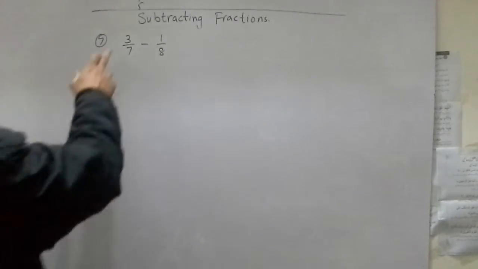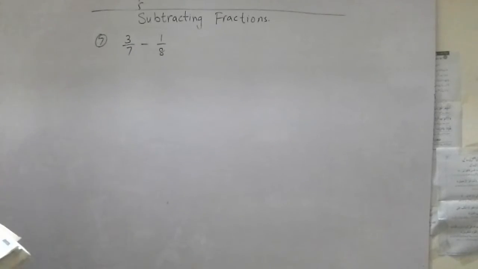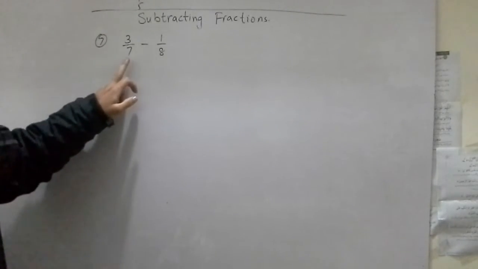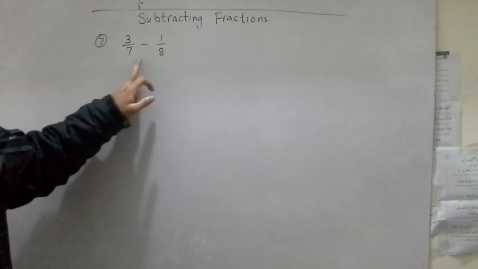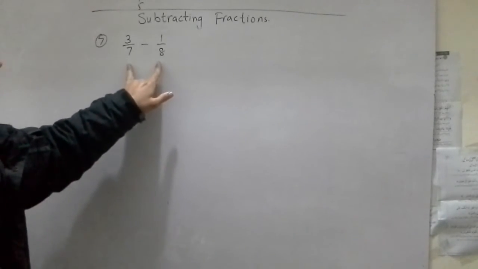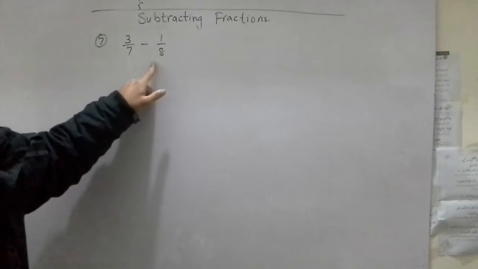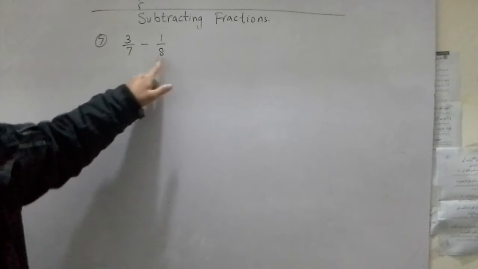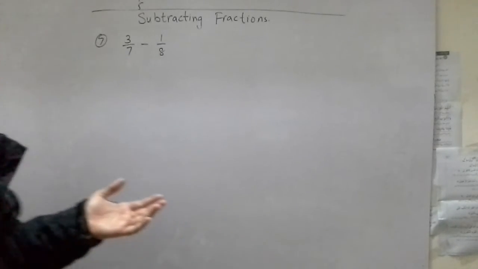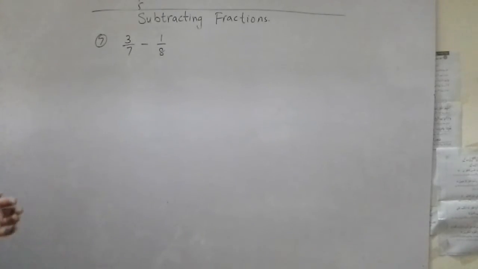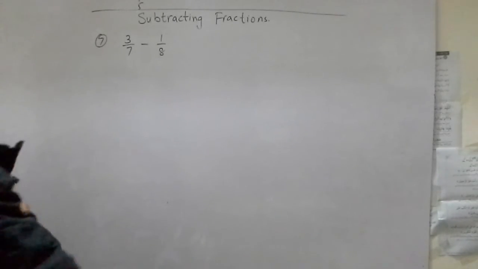Question number 7 is 3 over 7 minus 1 over 8. So the common denominator we can get, the trick here I am going to tell you is 7 times 8, since 7 and 8 cannot be divided with the same number other than 1, so we can simply multiply them. 7 times 8, 56, so 56 is our real denominator, the least common denominator.